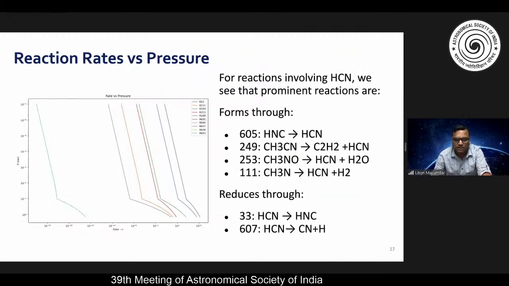We can also track down individual chemistry, because we can plot the formation and destruction of these molecules with respect to pressure. For reactions involving HCN, we can see the prominent reaction, because HCN is mostly formed through the photodissociation of CH3CN to HCN. Then there are reactions by which you can form HCN from CH3CN, and so on and so forth. For CN also, same thing. We can also study how and why chemistry is playing a role at different altitudes of the atmosphere of such an exoplanet.